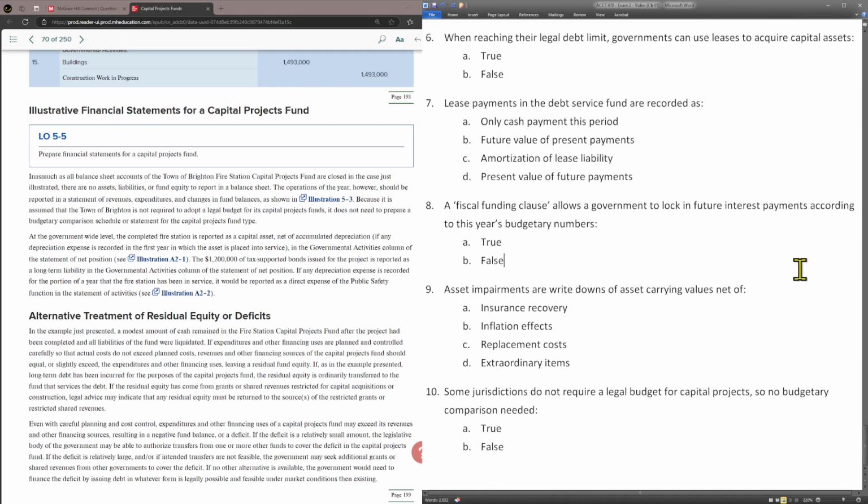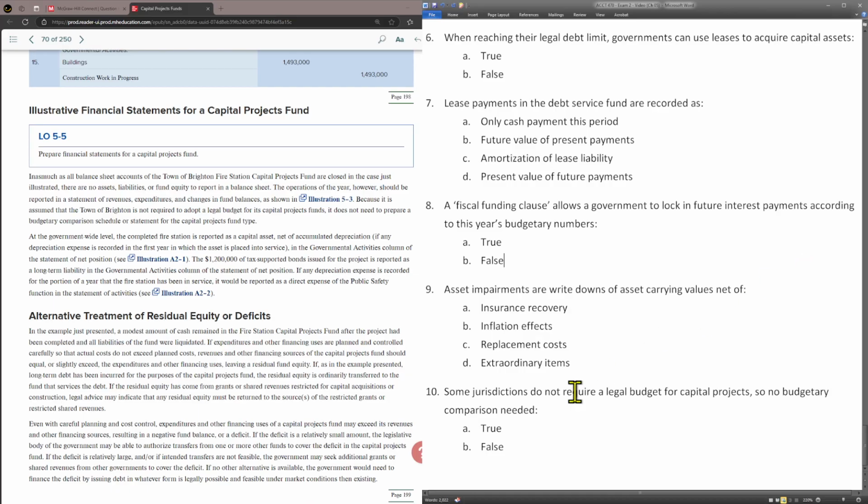Asset impairments are write-downs of asset carrying values net of insurance recovery. Whatever money you get from insurance. So the write-down is the actual loss, no matter which method you look at it, the units approach or the recovery approach. Whatever loss you have that you're going to write down, you offset with the insurance that you get from it. Some jurisdictions do not require a legal budget for capital projects, so no budgetary comparison is needed. That is true.